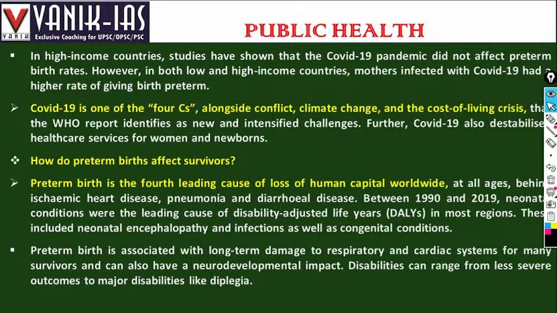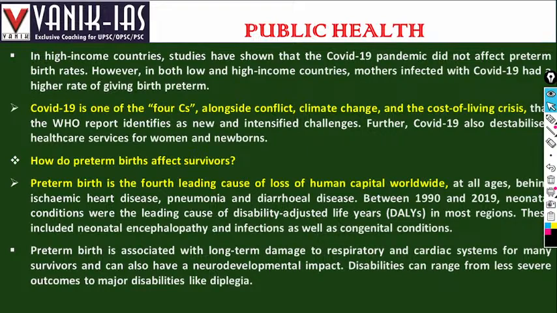How do preterm babies affect survivors? Preterm birth is the fourth leading cause of loss of human capital worldwide at all ages, behind ischemic heart disease, pneumonia, and diarrheal disease. Between 1990 to 2019, neonatal conditions were the leading cause of disability adjusted life years in most regions. These include neonatal encephalopathy and infections as well as congenital conditions.